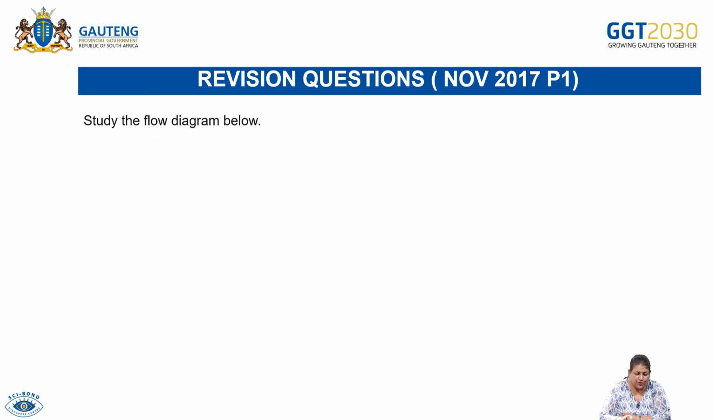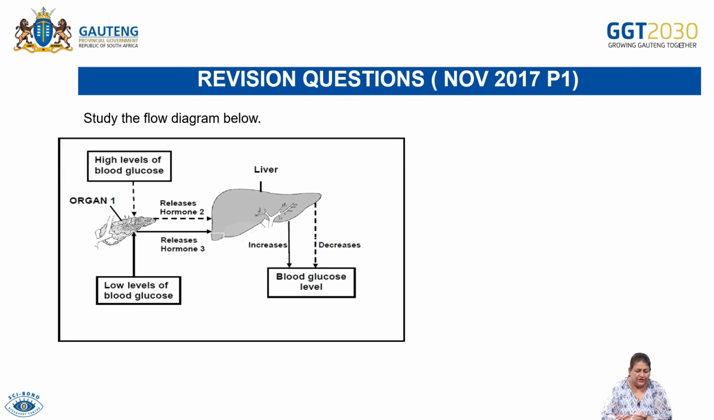Now, these are revision questions from November 2017, paper 1. So, study the flow diagram before. Now, this diagram has pictures and little notes, and it will help you to understand the previous question even better. Here's my liver as an organ. Here's my pancreas, which looks like a leaf. You know that the pancreas secretes 2 hormones.